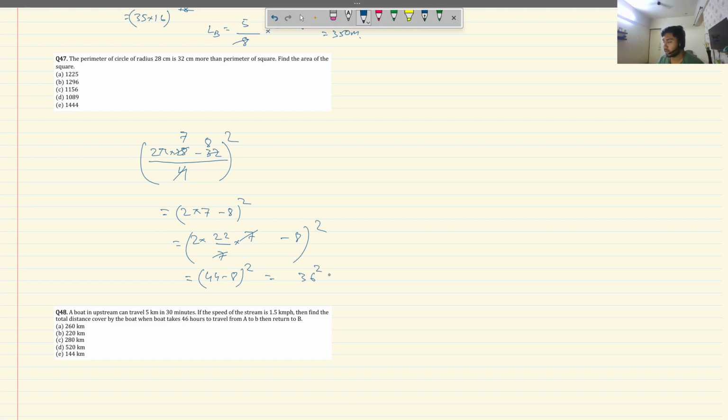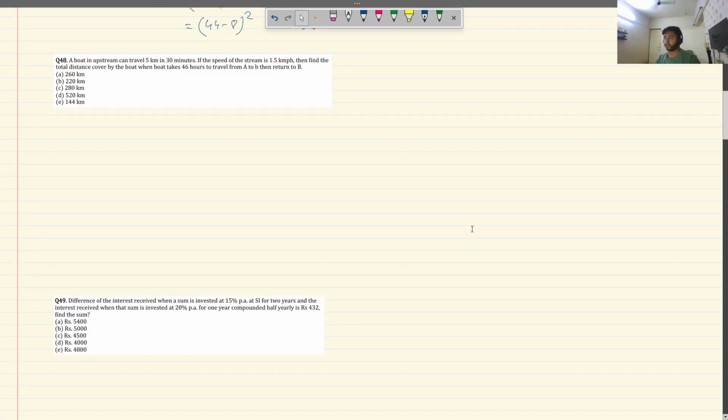36 square I can write as 6 to the power 4, or 6 cube into 6. So I know the value of 6 cube is 216. So 216 into 6 gives me 1296. This is my answer. This was very easy. Next question.